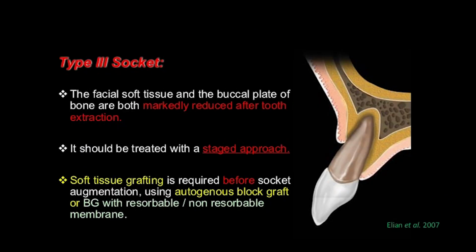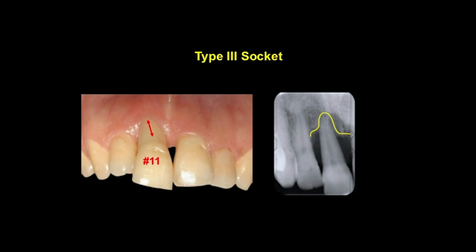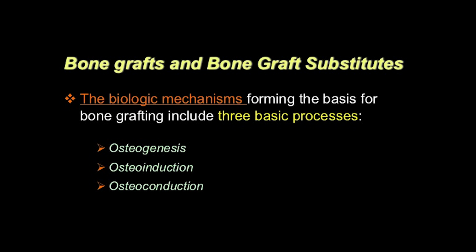Type 3 socket is where both the soft tissue and the buccal bone are lost. In this case, you have to extract the tooth, then augment the soft tissue first, then augment the socket, and come back with the delayed mode of implant placement. That's an example of type 3 socket, where you have no soft tissue and no buccal bone. So we have to extract the tooth, build the tissue and the bone, and after healing, come back for implant placement.